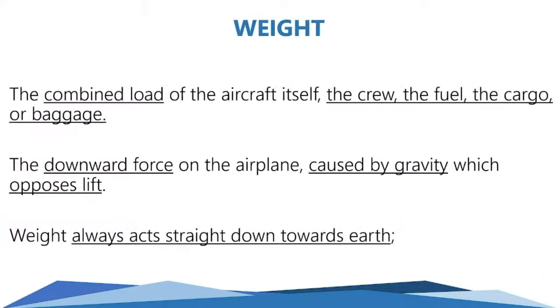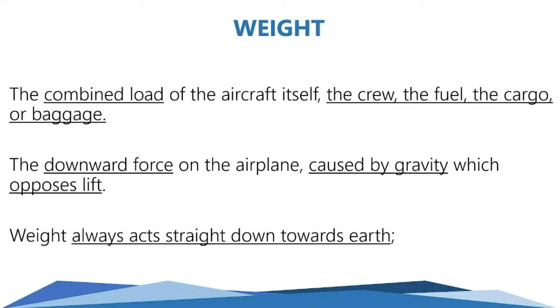All right, then we've got our weight. Weight's pretty easy. This is just the combined load of the aircraft itself. The basic empty weight is just the basic airframe with oil and unusable fuel that's listed in there. That also includes the crew, the fuel, the cargo, and the baggage. This is the downward force on the airplane. It's caused by gravity. It directly opposes lift, and there's always going to be a center of gravity, or a CG point, at which it pulls down. This is always going to act straight down towards Earth.